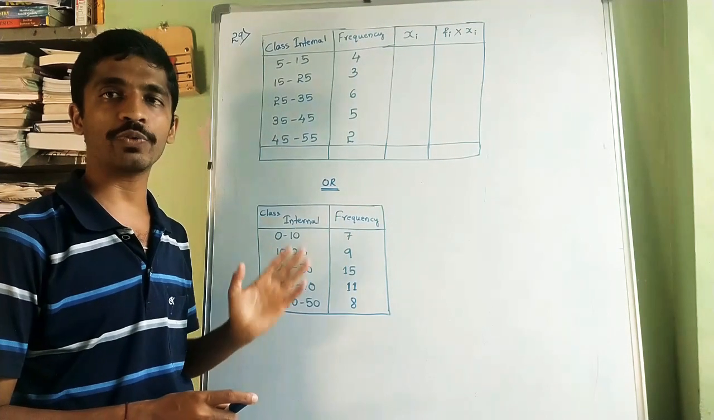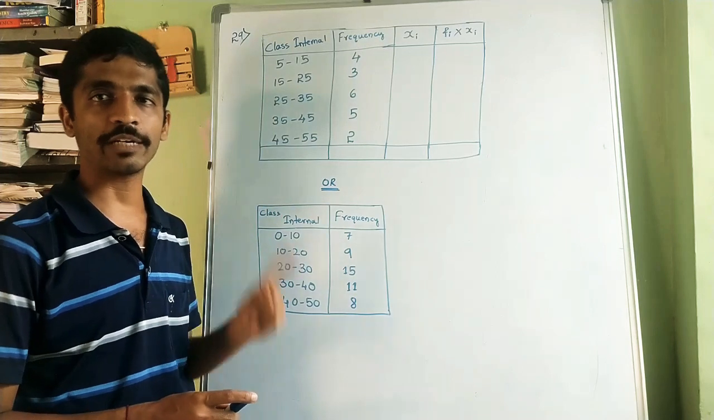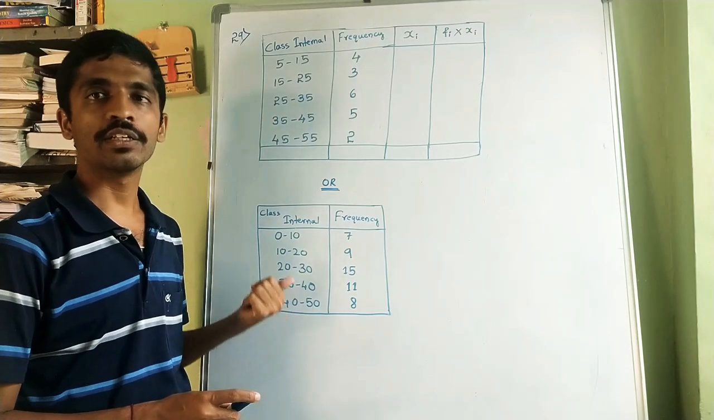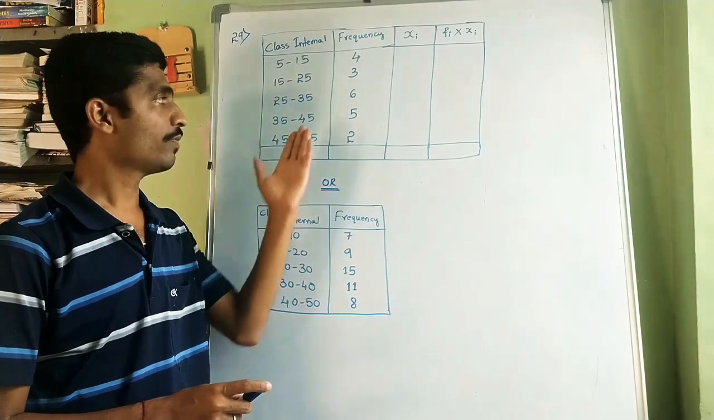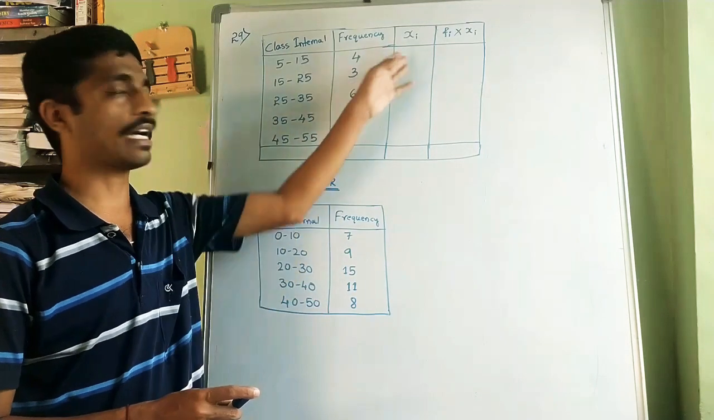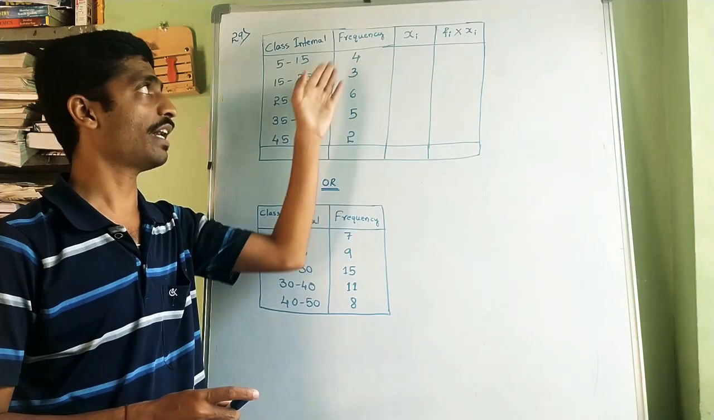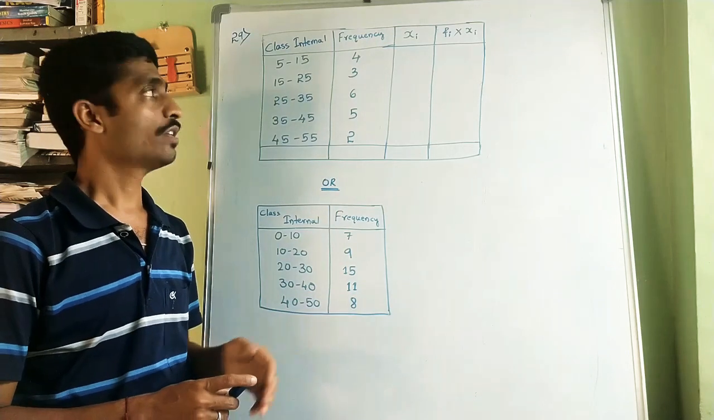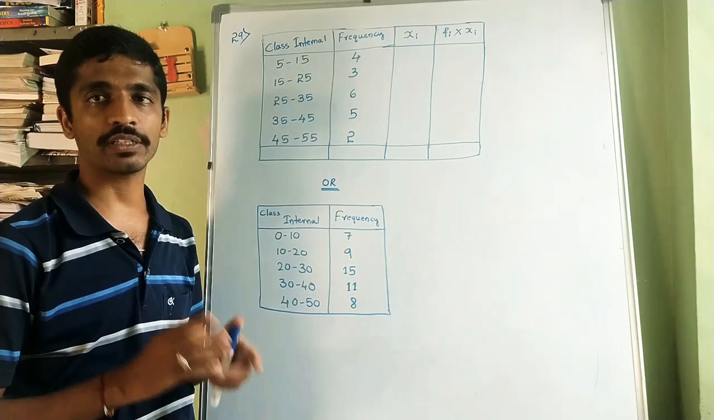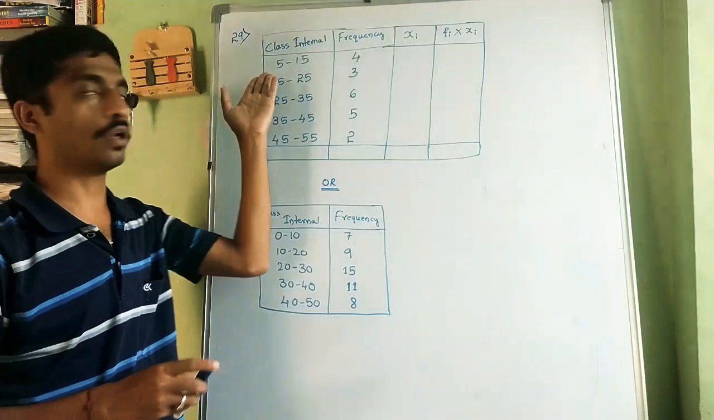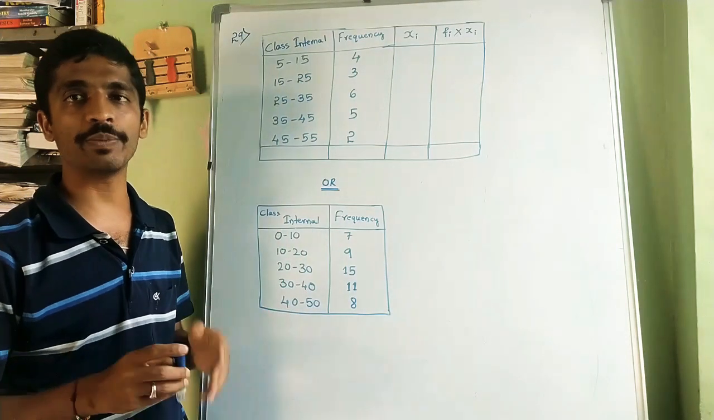For the first question you have to find the mean value by the direct method, and for the second you have to find the mode. Okay. For the mean value we need the class mark and we have to multiply it with the frequency. Okay, so how to find the class mark? It is very simple. You have to add the lower limit and upper limit and divide it by 2.